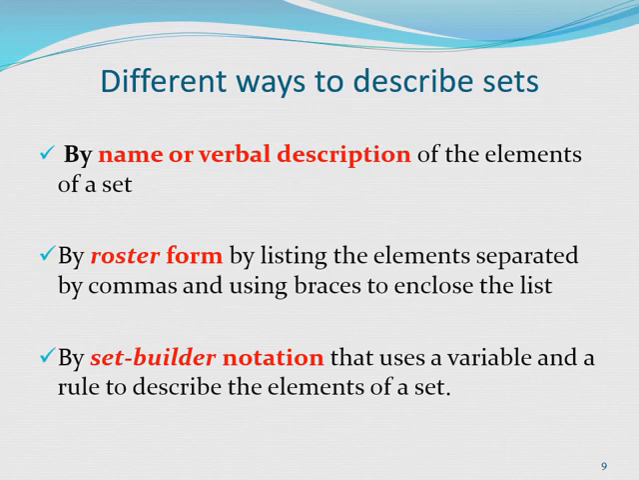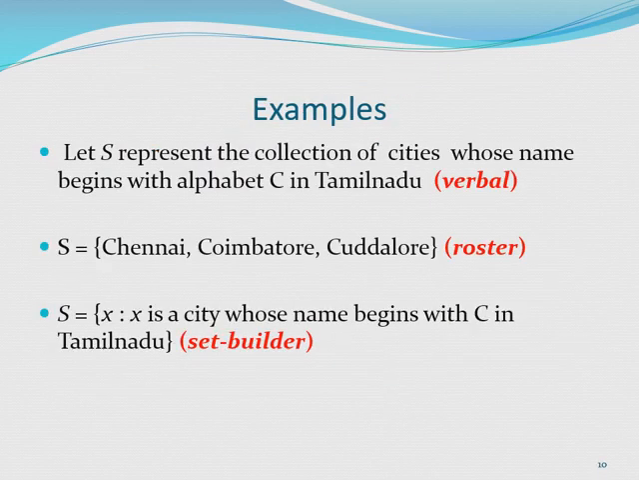Moving on to different ways to describe sets. Our textbooks will talk about the roster form and the set builder notation form. The very first notation is the verbal description of the elements of a set. So in general we have got three ways to describe the sets: name by name, or by roster form, or by set builder notation. Roster form is listing the elements separated by commas and using braces to enclose the list. Set builder notation uses a variable and a rule to describe the elements of a set. So let's take some examples.